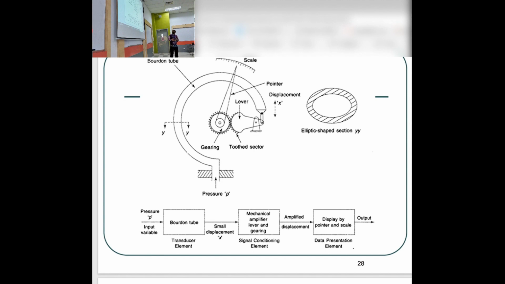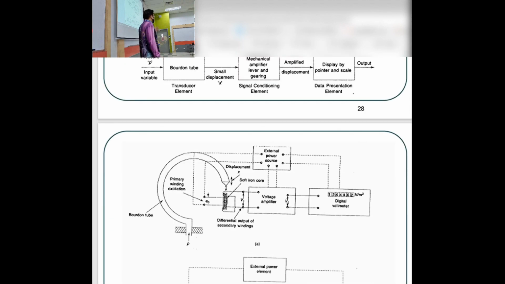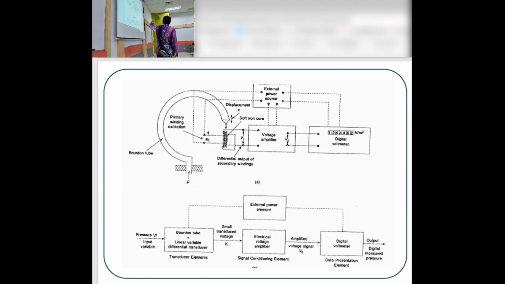So we need to have that one. Then we can design the system, the amplification. Either we need a ratio of 3:1 or 2:1 or 1:1. And then the display element, if you don't like the needle, you can use a digital presentation. How do you convert into a digital presentation? By putting in electrical. Instead of using gearing, the Bourdon tube will move, will deform.